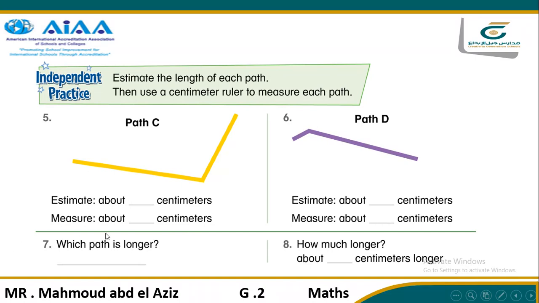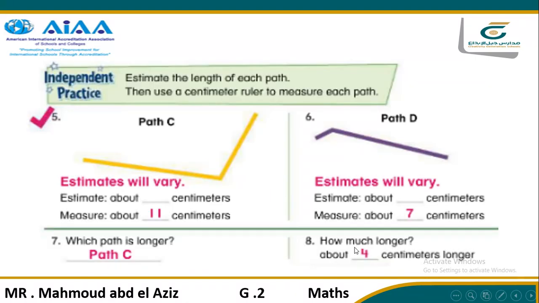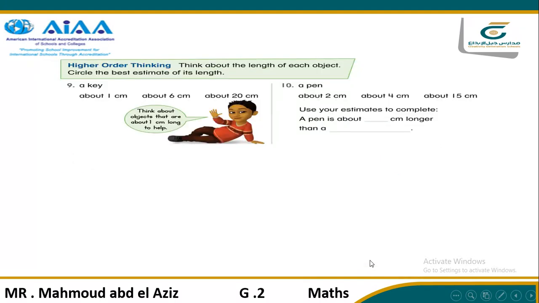So which path is longer here and how much longer? Let's find the answer. We said before path C equal 11 centimeters and path D equal 7 centimeters. So which number is more than the other? It's 11, so path C here is longer. And how much longer? How much longer is a question of subtraction. So 11 minus 7, which equal 4. So it's about 4 centimeters longer.